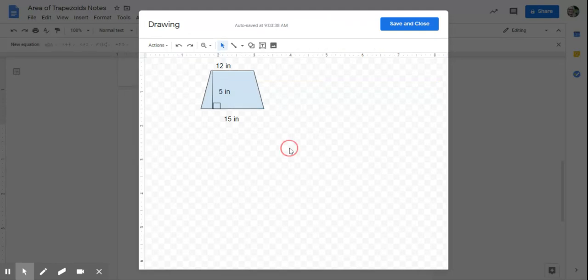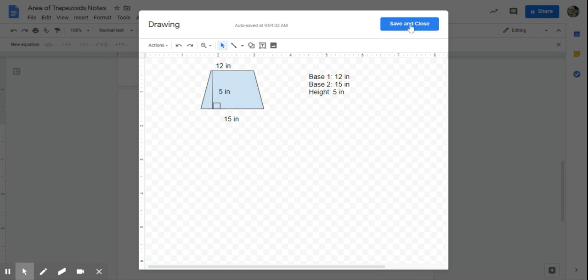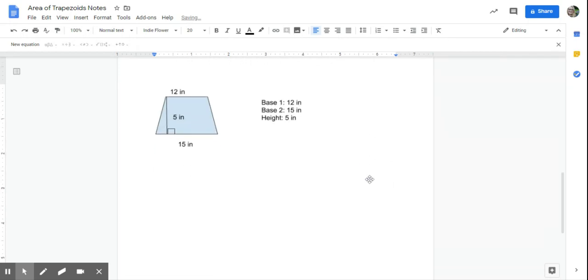Over to the side, I am actually going to write out what everything is. So base 1, I'm going to always go with this top one or the smaller base. We'll say is 12 inches. Base 2, I will say is the longer base. So that's 15 inches. And the height is 5 inches. So now we can go through and actually work this problem out. We have everything identified over here. We know what to do. So let's go ahead and work this out.